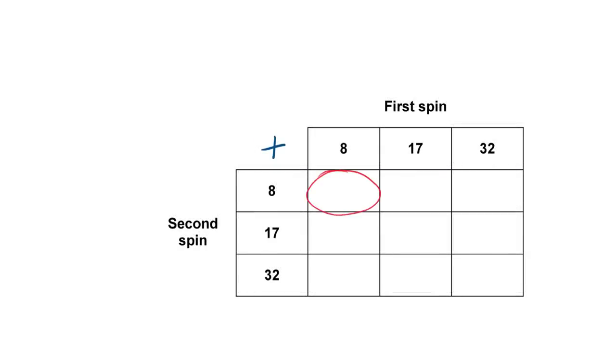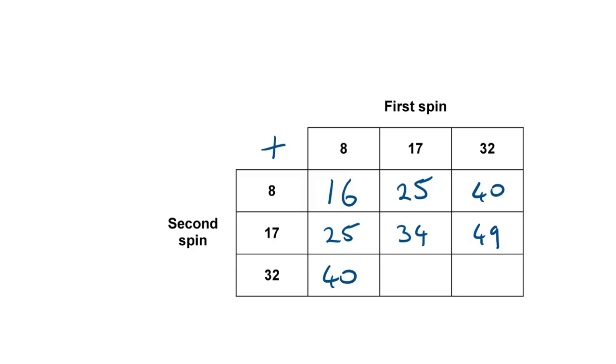So let's take this one here, for instance. That is in the 8 column and the 8 row, and 8 plus 8 is 16. So I'm going to write 16 in that box there. Okay, next one along, 8 plus 17, that gives me 25. 8 plus 32 is 40. 17 and 8 gives me 25. 17 and 17 is 34. 17 and 32 is 49. 32 and 8 is 40. 32 and 17 is 49. And 32 and 32 is 64.